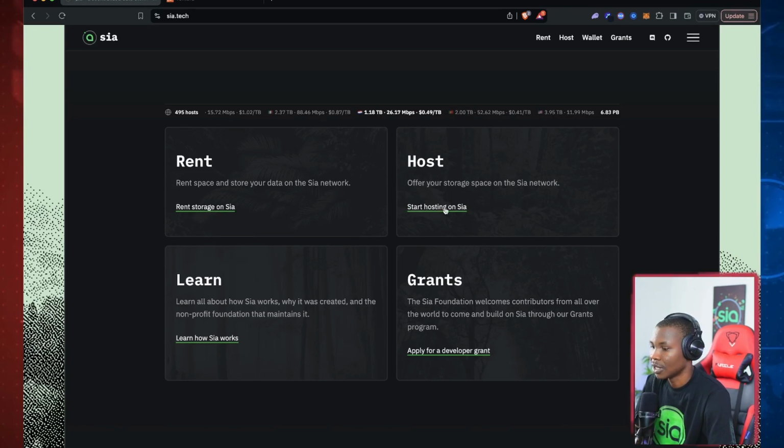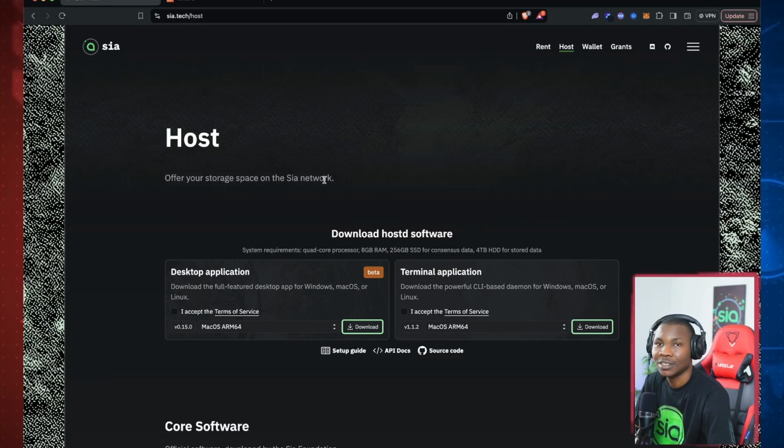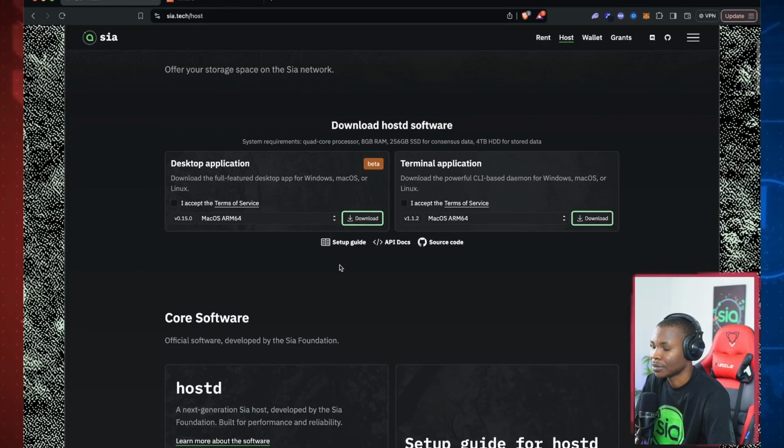So, for example, you can be a host. You can offer your space on the Sia network. Apparently, they have a desktop application now, which I think we may just have to explore in this tutorial. So I'm going to set it up and see how it works and see if it is better than the terminal-based application, which was the one we've been using all this while.